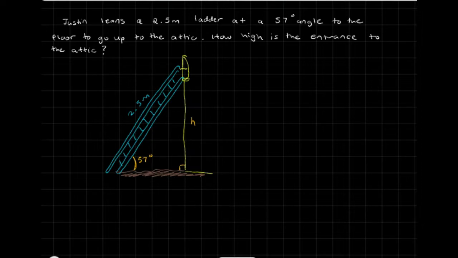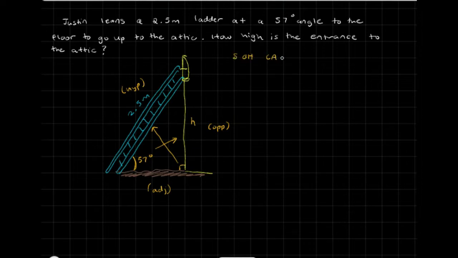Okay, so if you want to find how high the entrance to the attic is, you're basically finding the height. You can only use these trig ratios if this is a right angle triangle, so that's why it has to be a true height. As a result, I can use one of my trig ratios. If I look at the side length opposite of this angle, this is the opposite side. The side length opposite the 90 degrees is the hypotenuse, and as a result, this should be the adjacent side.